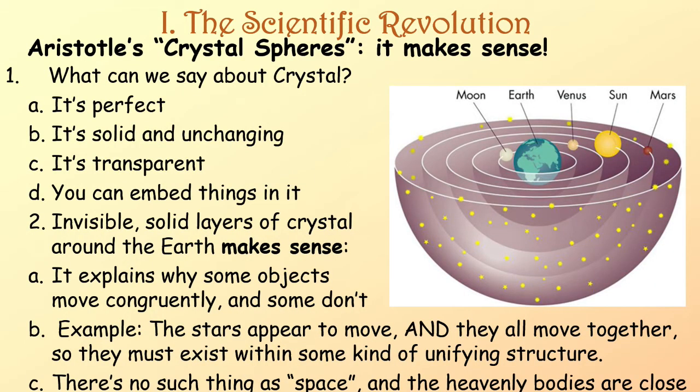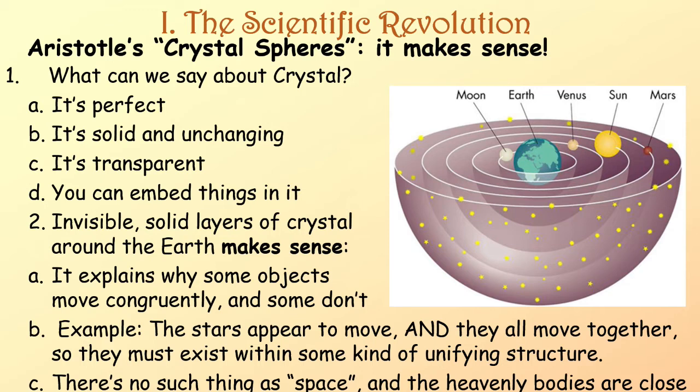So Aristotle's crystal spheres. The thing you've got to understand about the crystal spheres is it's a theory that really makes sense. So what can we say about crystal? Everybody's got crystal at home, right? You think of a crystal bowl that you've got at home. How can you describe it? It's perfect. It's solid and unchanging, never changes. It's transparent. You can see through it. You can embed things in it, like decorative stuff. It's invisible. Solid layers of crystal around the earth makes sense.